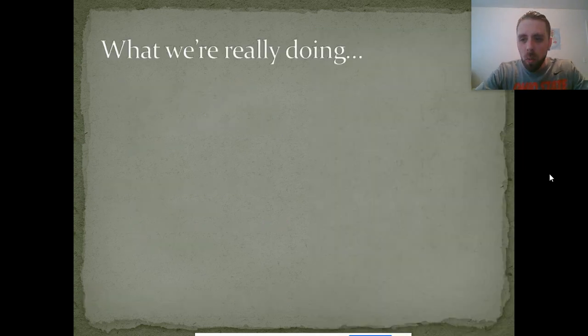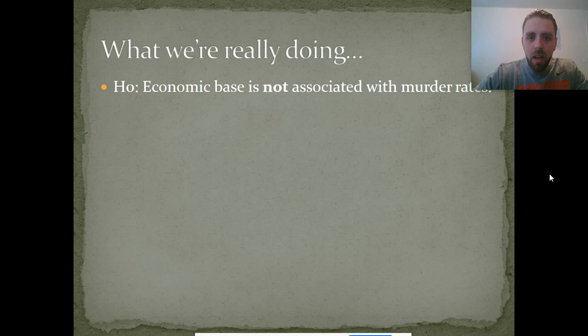Okay, so in other words, what we're really doing, throwing numbers on it thus far, but what we're really doing is setting up two types of hypotheses. The null hypothesis here that is implied by what I've been saying is that the economic base is not associated with the murder rates. That is to say, the null hypothesis for any ANOVA is that there is no significant difference across the grouping variable that you have here.